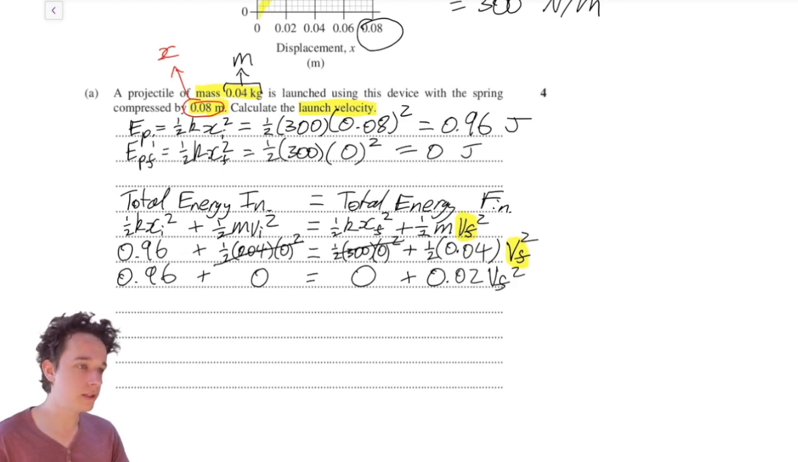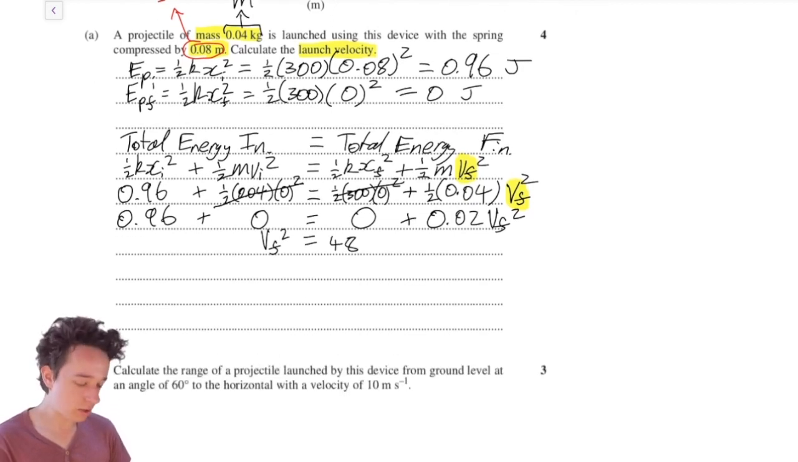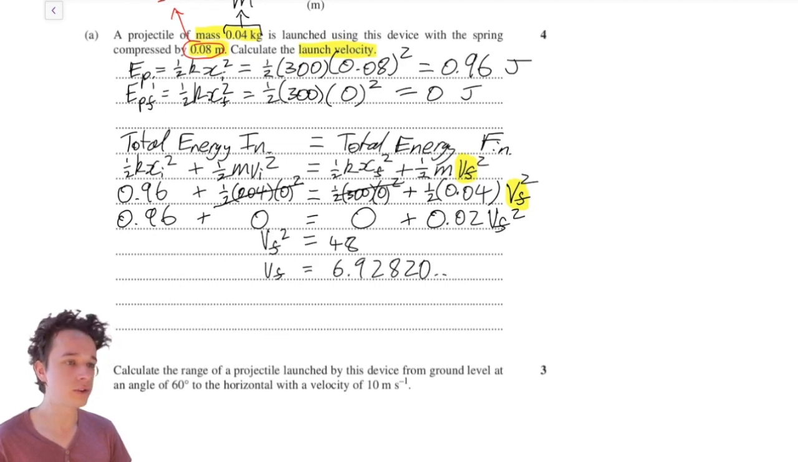Now I'm going to flip these equations to make it a little bit neater, and I'm also going to divide both sides by 0.02. So 0.96 divided by 0.02 is equal to 48. And then if you take the square root of both sides of this equation, you will get vf is equal to 6.92820... meters per second.